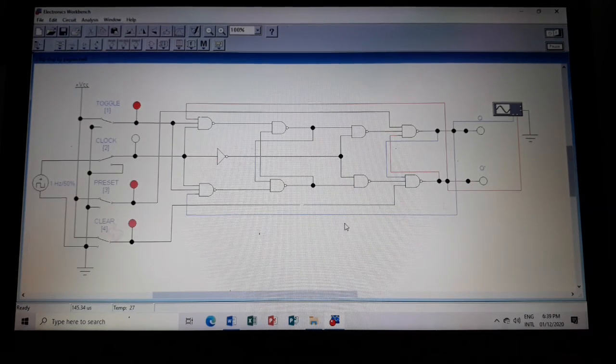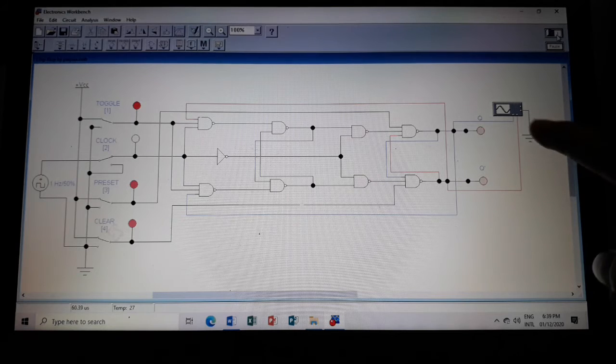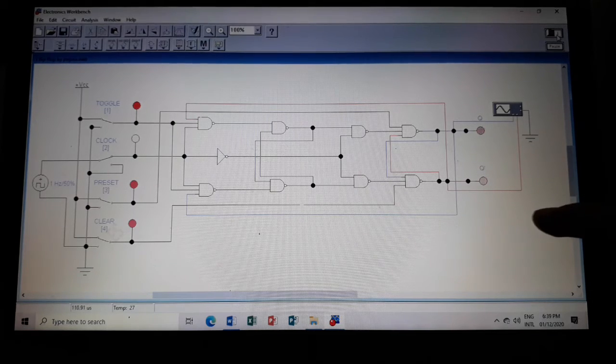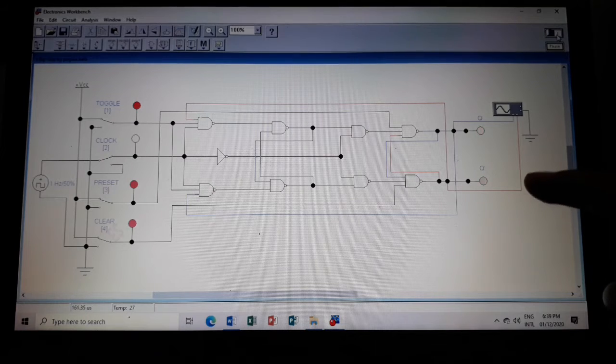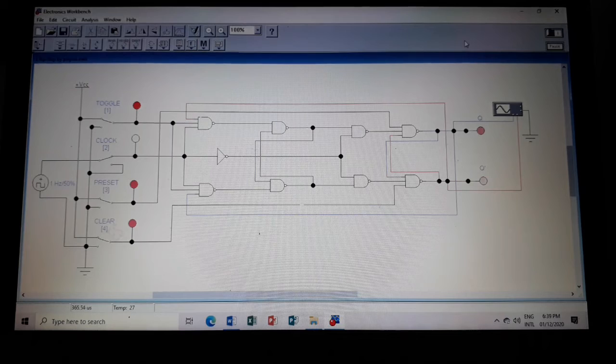So let's now demonstrate the operation of this flip-flop. If we start to run the simulation, we can see the indicators for the outputs Q and Q prime are blinking. This only means that it is running and making this T flip-flop ready to respond to the value of the toggle input and the clock input. This condition happens when the preset here is equal to clear, and that's 1. Then the clock input can take place.